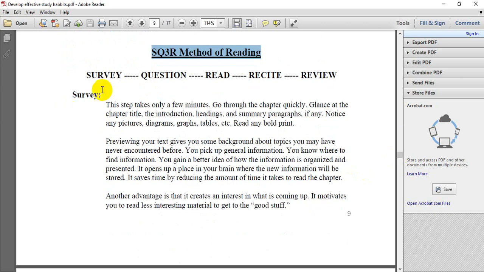S is for survey. This step takes only a few minutes. Go through the chapter quickly, glance at the chapter title, the introduction, headings, and summary paragraphs, if any. Notice any pictures, diagrams, graphs, tables, etc. Read any bold print.